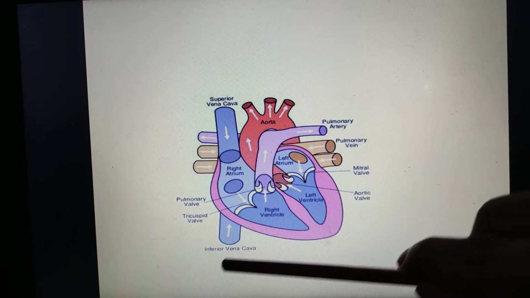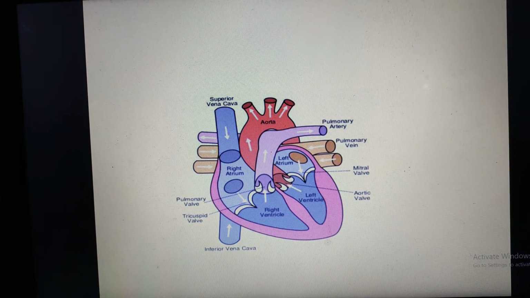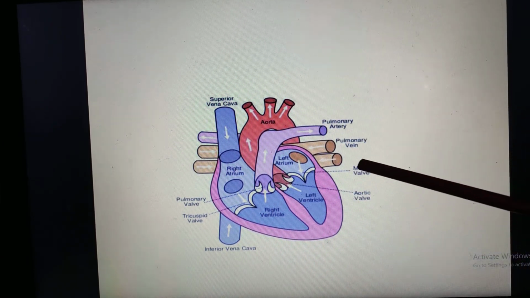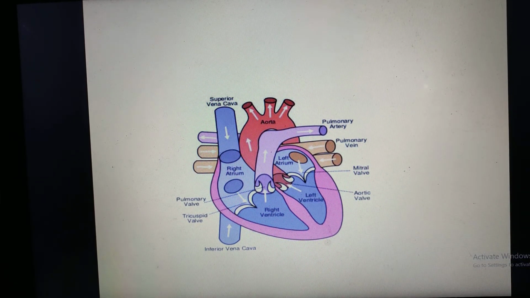Whatever the blood is coming, it has to go and it has to come out of the heart. If it is not going to come out of the heart, it is going to give back pressure to the heart. Just simple that. Just remember, it's going to give back pressure to the heart. So you can trace back.